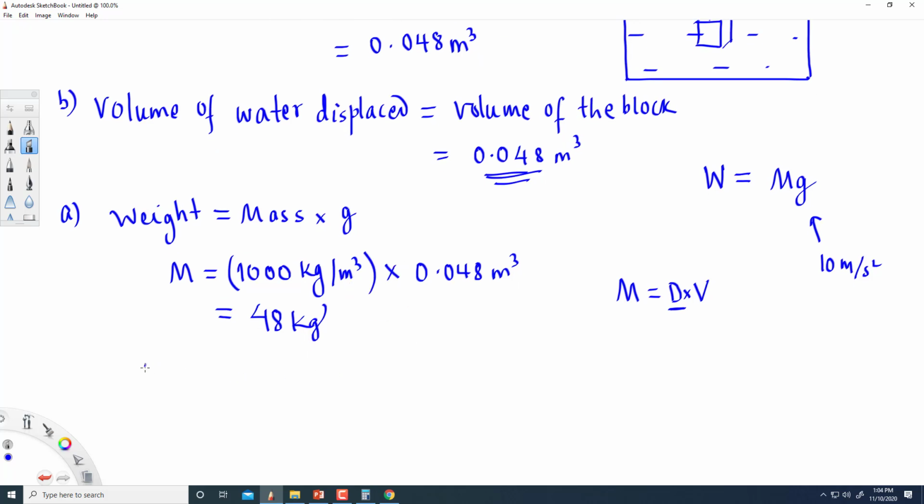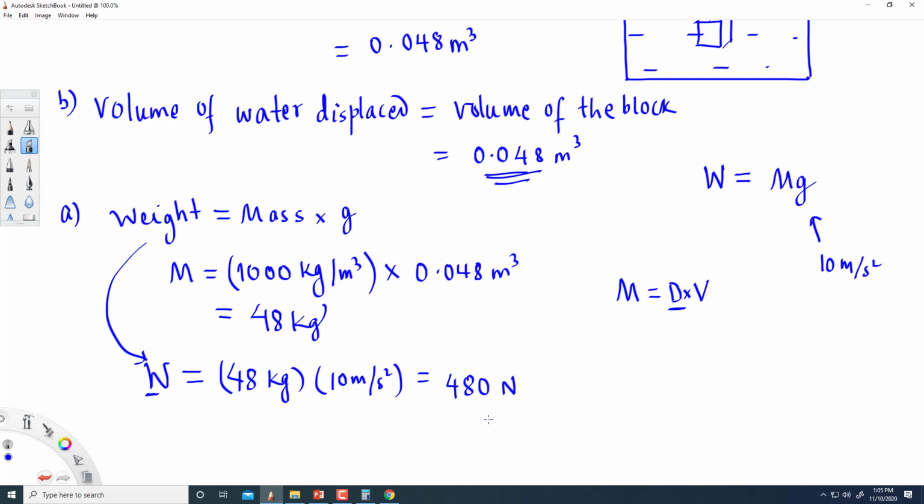So weight is mass times g, which is 10 meters per second squared. I'm using this formula here. So 48 times 10 is 480. Weight is force, so it's Newton. Weight is measured in the unit of Newton. So that answers number 4A.